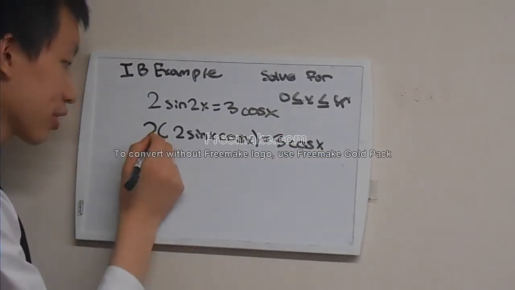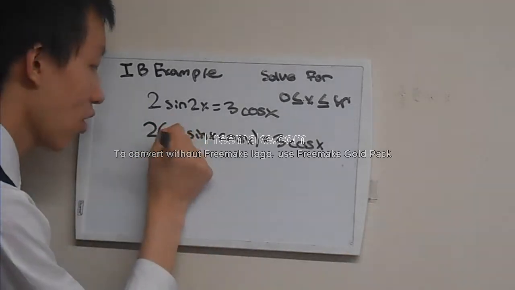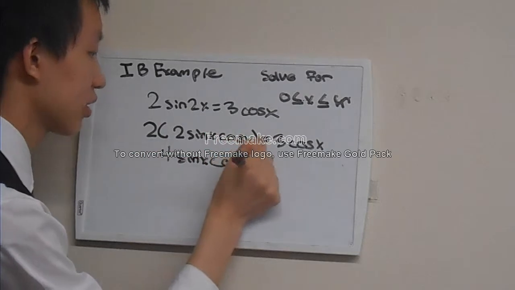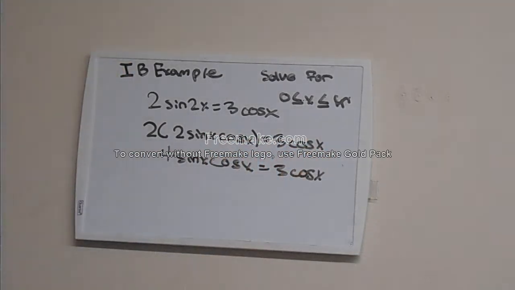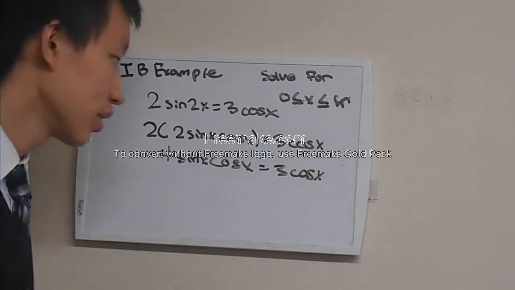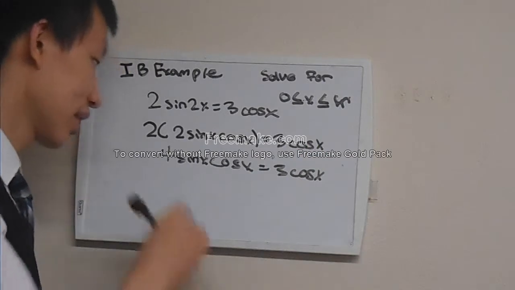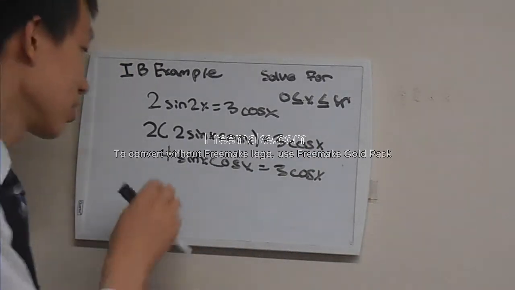So now we can multiply the 2 by the 2 sine cosine of x to get 4 sine of x cosine of x, which is equal to 3 cosine of x. So at this point you might be wondering, what should we do? Well, see how on this side we have 3 cosine of x, and this side we have 4 sine x cosine of x.